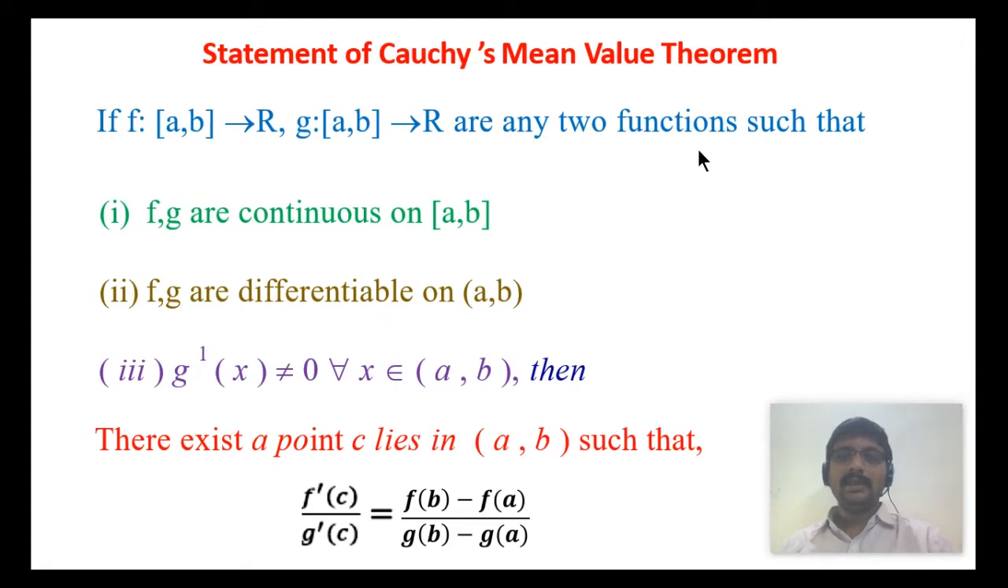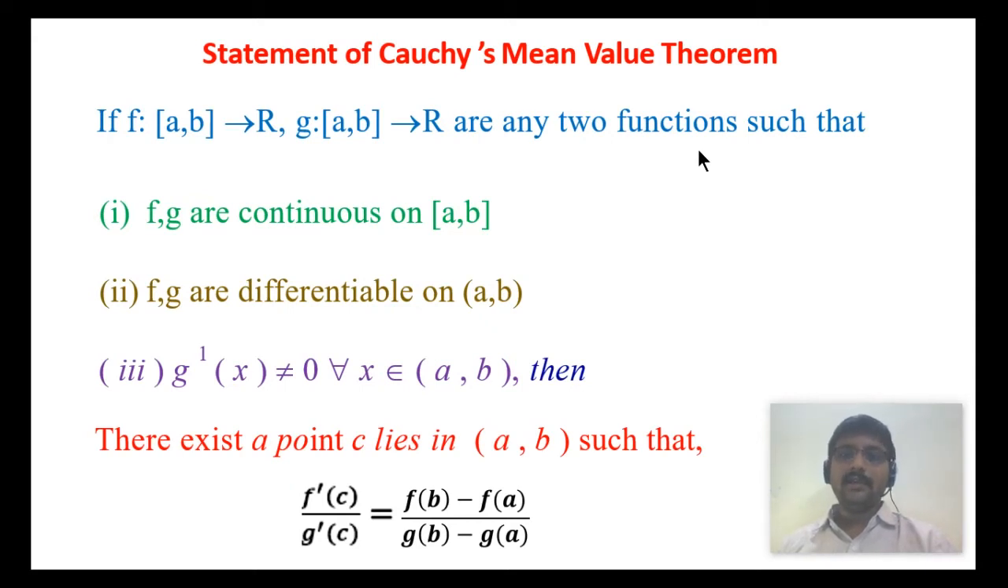In Lagrange's mean value theorem, we will have only one function, that is f(x). And the formula in Lagrange's mean value theorem is f'(c) is f(b) minus f(a) by b minus a. But here we will have g'(c) also, where g'(c) is g(b) minus g(a) by b minus a.